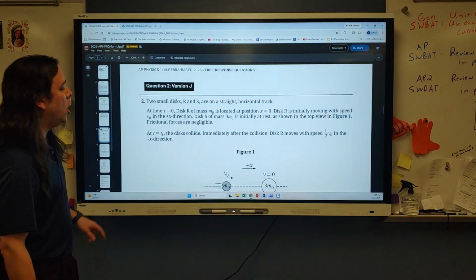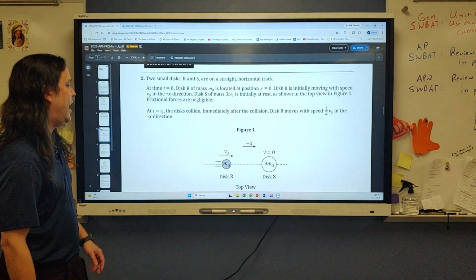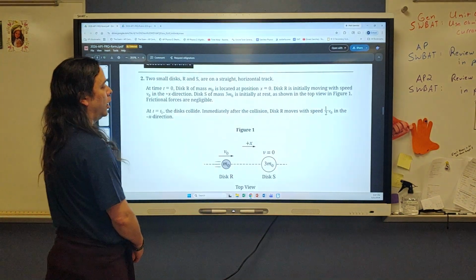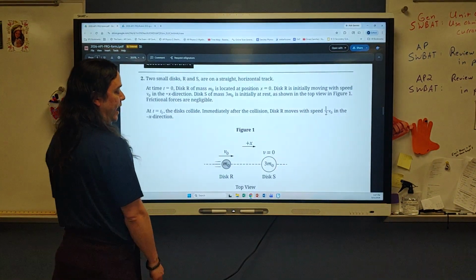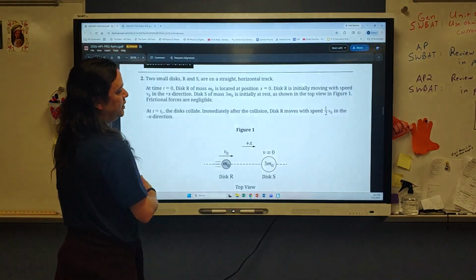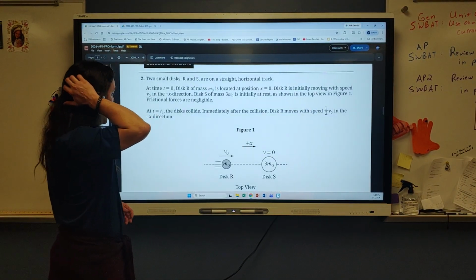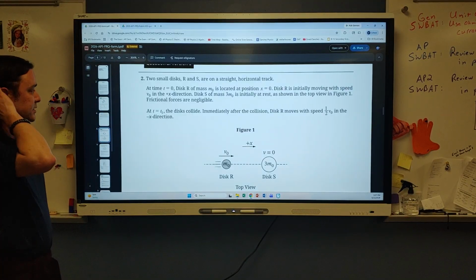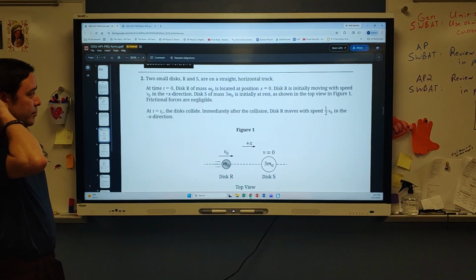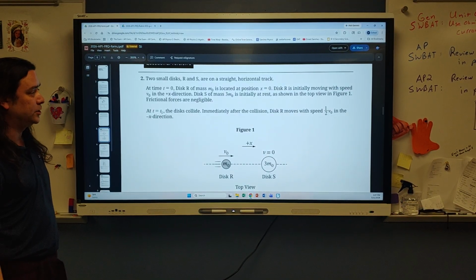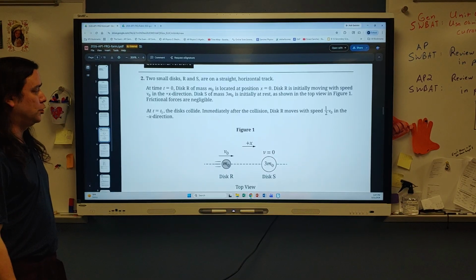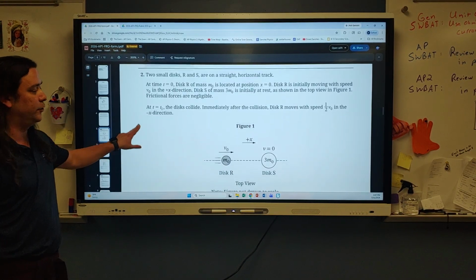Two small disks, R and S, are on a straight horizontal track. At time t equals 0, disk R of mass m naught is located at position x equals 0. Disk R is initially moving with speed v naught in the positive x direction. Disk S of mass 3 m naught is initially at rest as shown in the top view in figure 1. Frictional forces are negligible. So we got a frictionless table.